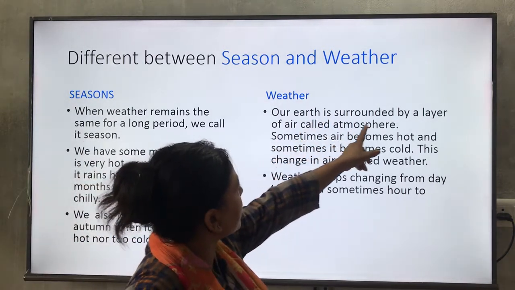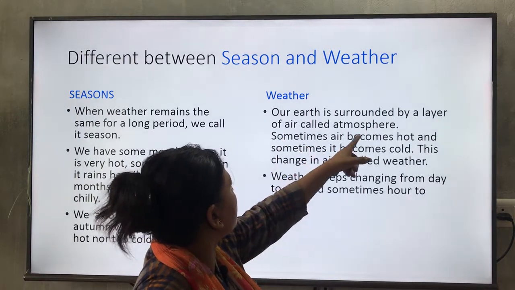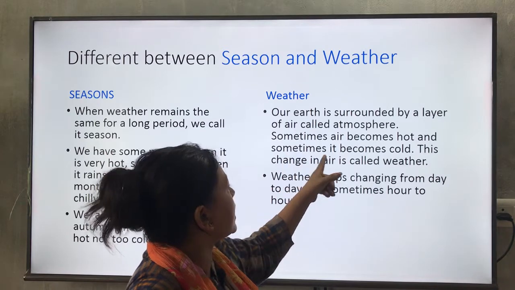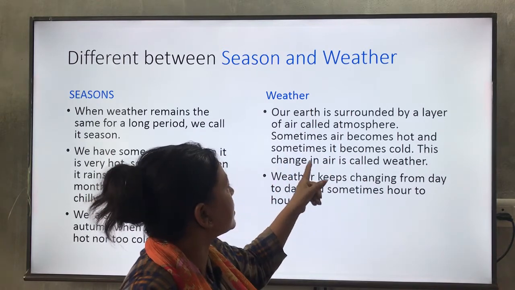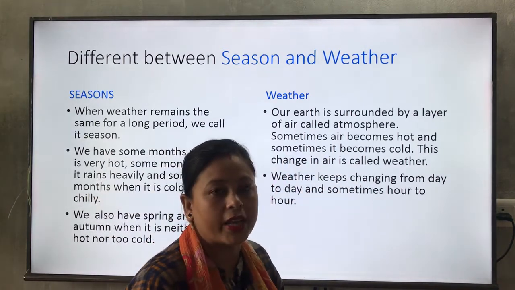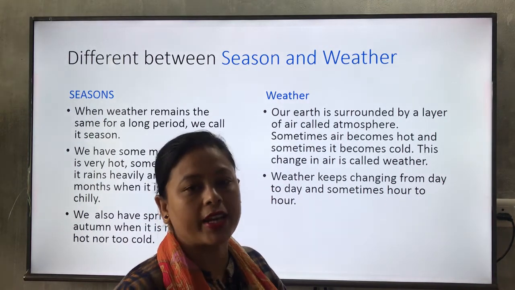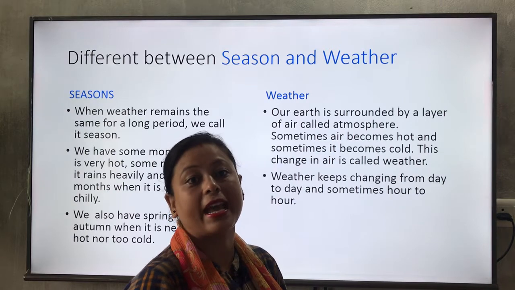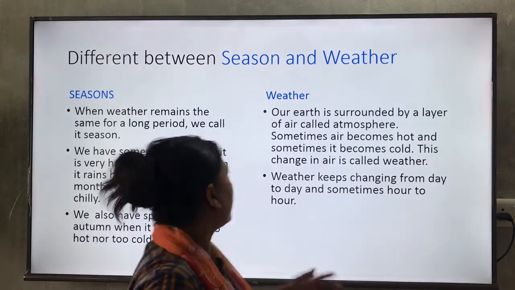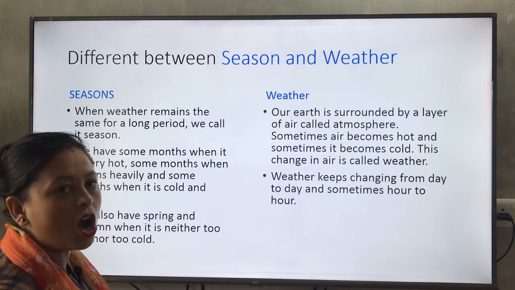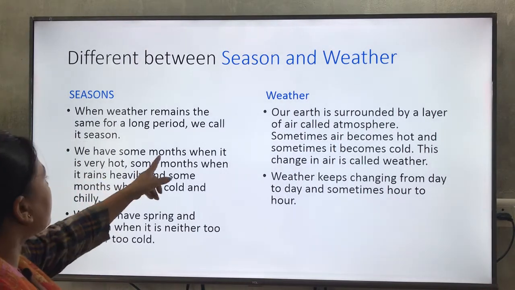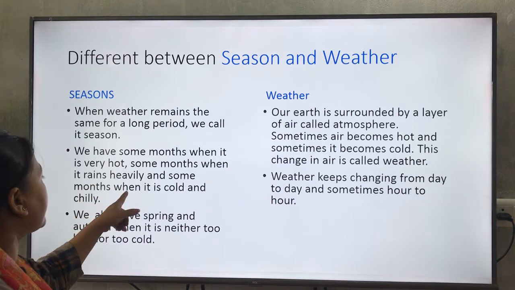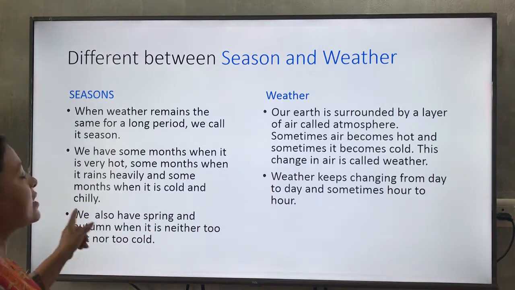Our earth is surrounded by a layer of air called atmosphere. Sometimes air becomes hot and sometimes it becomes cold. This change in air is called weather. So, weather can change at a place in a particular time, at any time, but season remains for a long period. We have some months when it is very hot, some months when it rains heavily, and some months when it is cold and chilly.